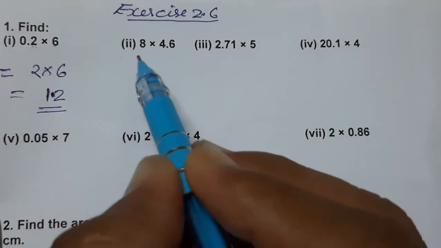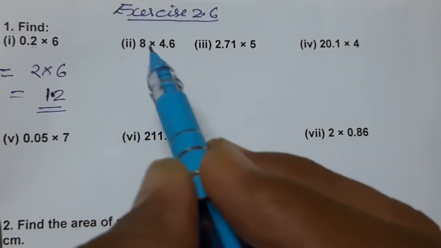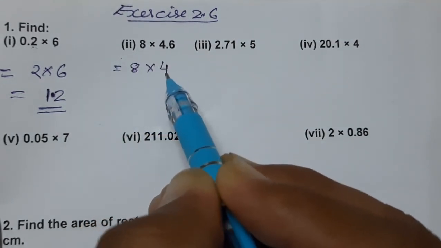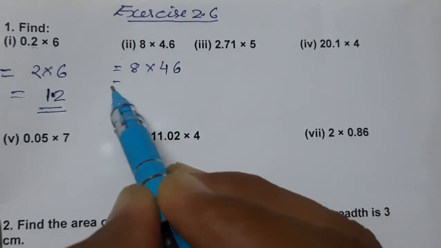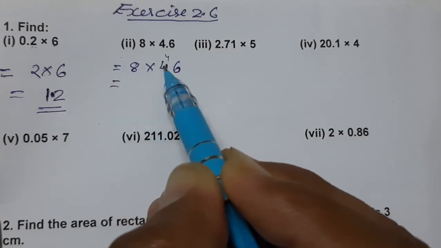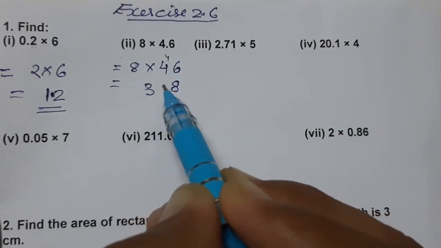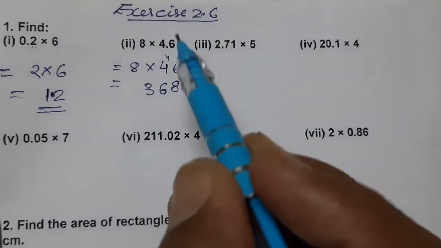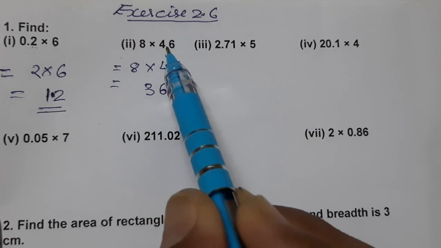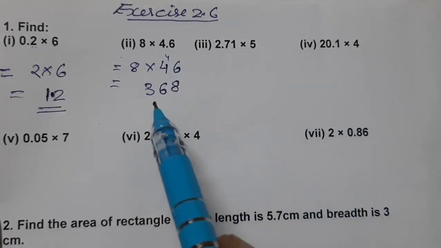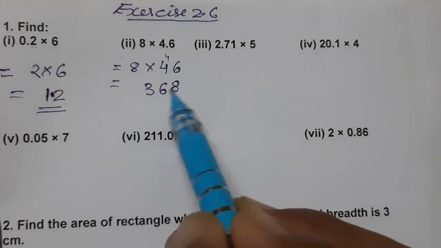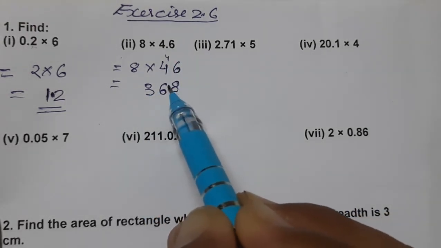See the next one. Once again, 8 into 4.6. So just multiply 8 into 46. Ignore the decimal point. 8 sixes are 48, carry 4. 8 fours are 32 plus 4, 36. We have multiplied simply. After multiplication, count the digits. Here there is no decimal. Here after the decimal, how many are there? 1. So we have to start from the right and move towards the left. So only 1. So 36.8.